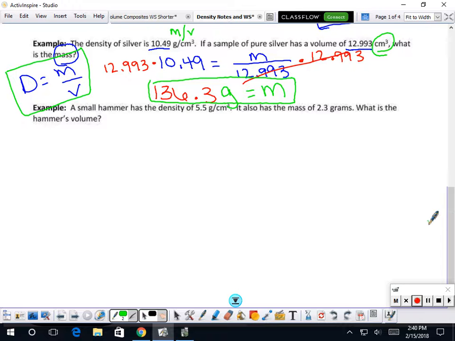Okay, looking at the last example on the front here, a small hammer has the density of 5.5 grams per centimeters cubed. It also has a mass of 2.3 grams. What is the hammer's volume? Okay, so once again, we have density is equal to mass divided by volume. They tell me the density is 5.5. The mass is 2.3, divided by, I don't know the volume, so I leave that as V.